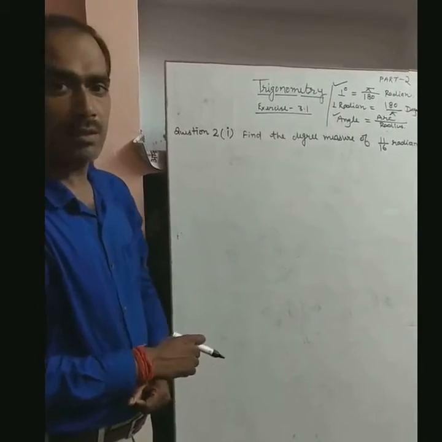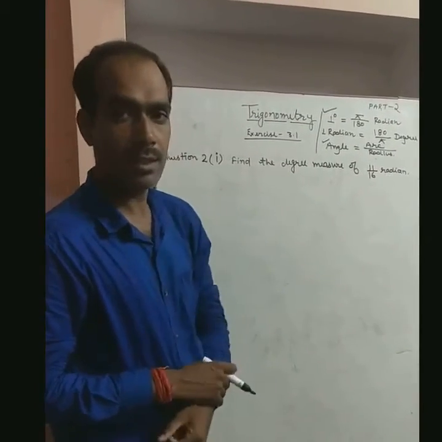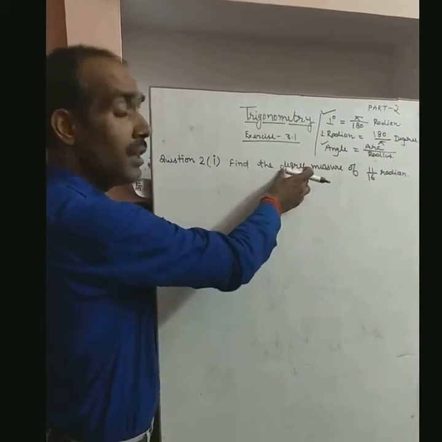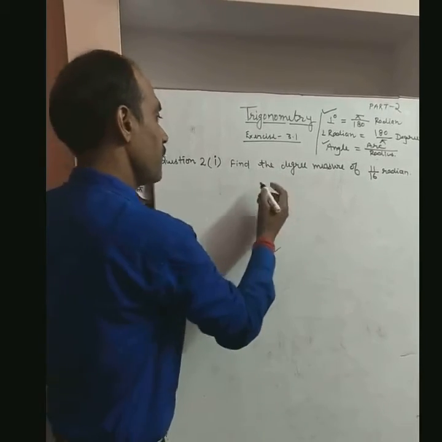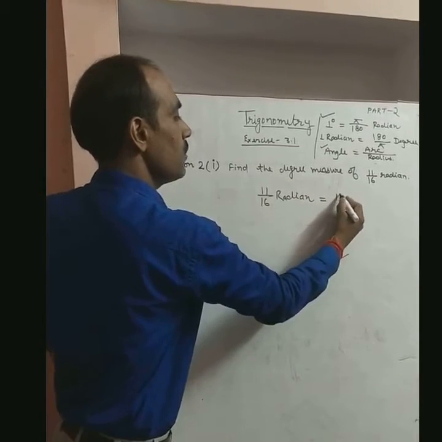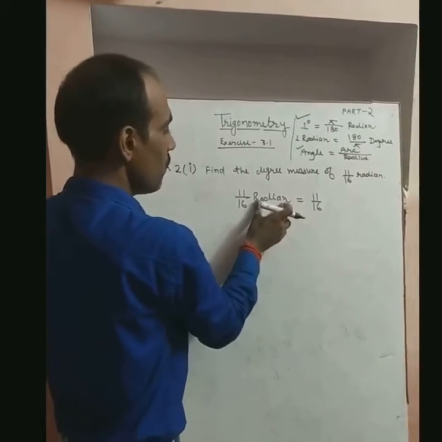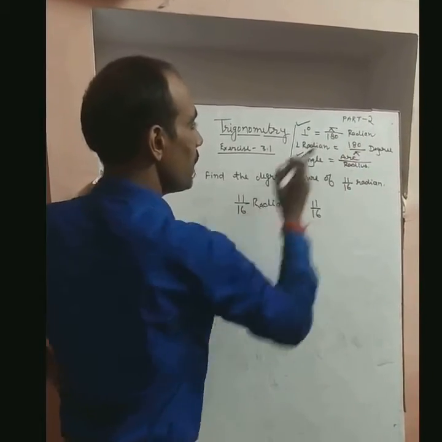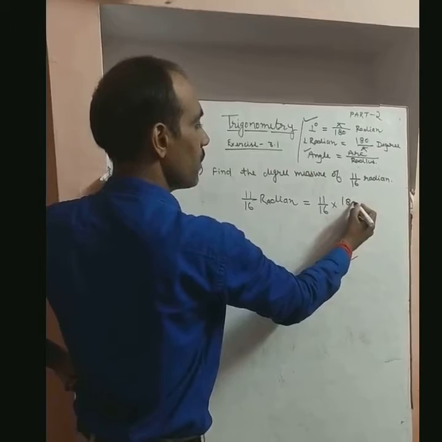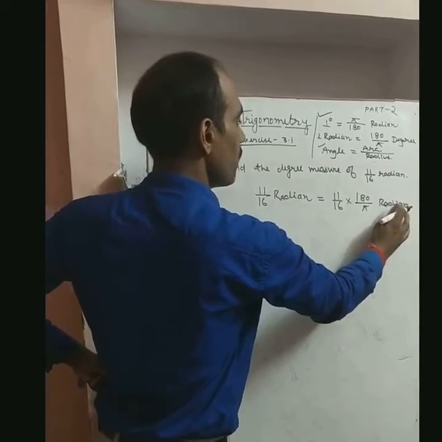Now understand the second one. In this question, find the degree measure of 11 upon 16 radian. That is, radian measure is given, and we have to find out the degree measure. Then 11 upon 16 radian is equal to 11 upon 16, and which formula will we use? 1 radian equal to 180 upon pi degree. So we multiply by 180 upon pi. Then this converts into degree measure.